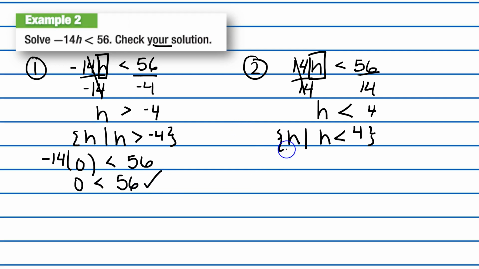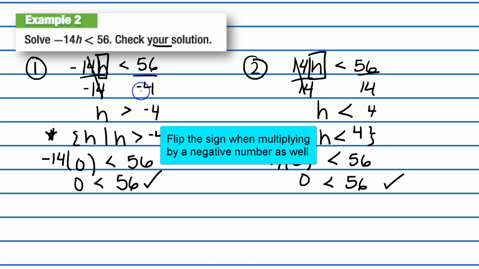That is a true statement. Alright, so let's check our solution here. h must be less than 4. So 14 times a number less than 4, still 0. That works for this case as well. And it must be less than 56. 0 is less than 56. That is also true. So both of these solutions for each of their equations are correct. The difference is, when you are dividing both sides by a negative, you have to flip the sign.